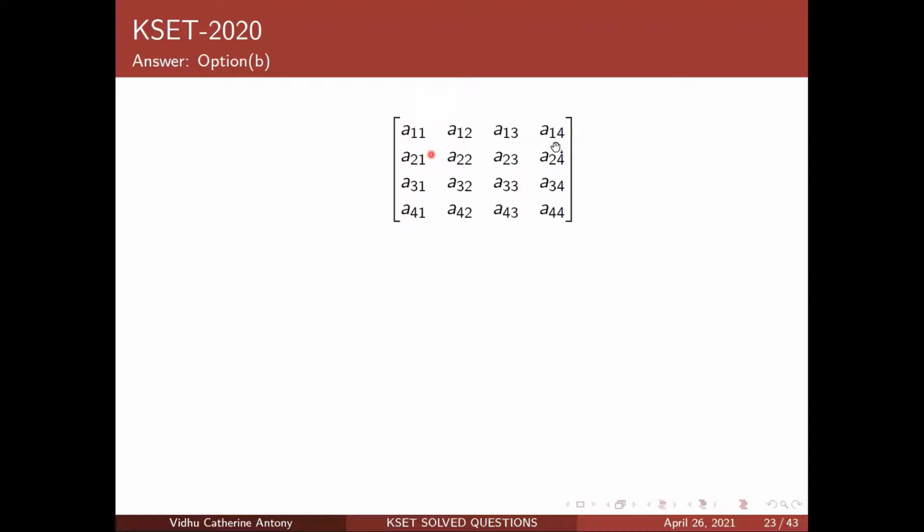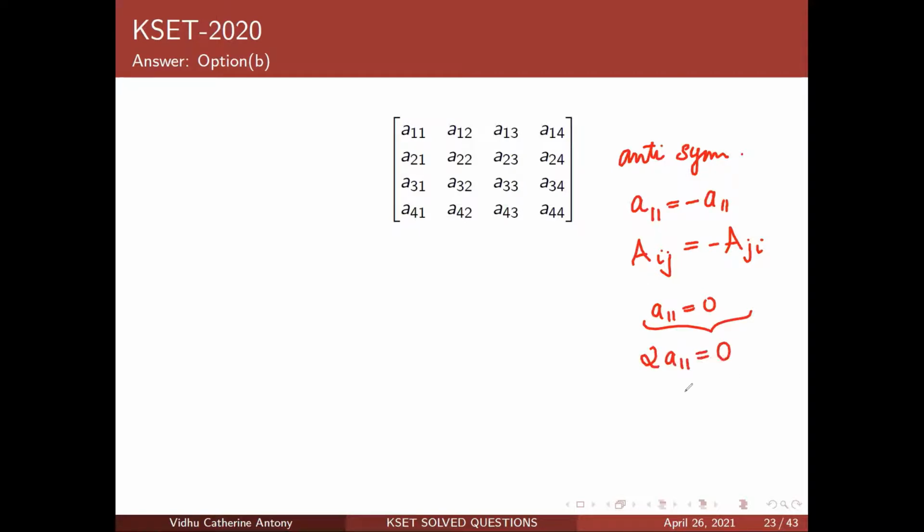Okay, so now let's look at this. This is the matrix that we have considered in the question. And what starts to happen when you have anti-symmetric tensors? Basically, A11 is equal to minus A11. That's your general formula, right? A_ij is equal to minus A_ji. When you switch them, they become negative. When is this criterion satisfied? It's only when A11 is equal to 0. If you have an issue with this, take the minus A11 to the other side. So you have 2 A11 equal to 0, therefore A11 is equal to 0.